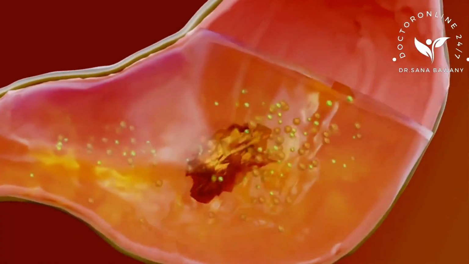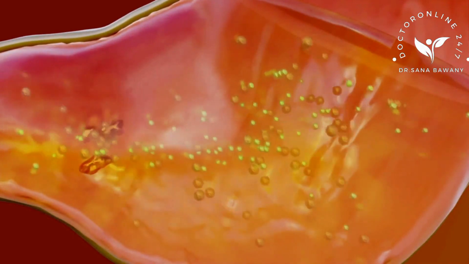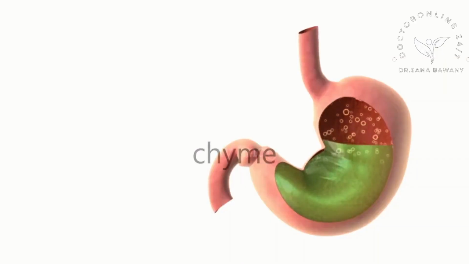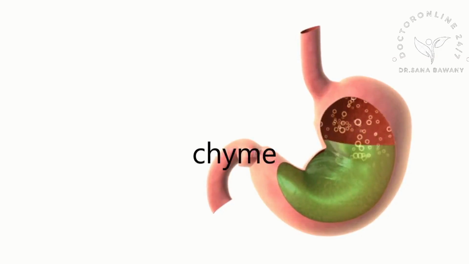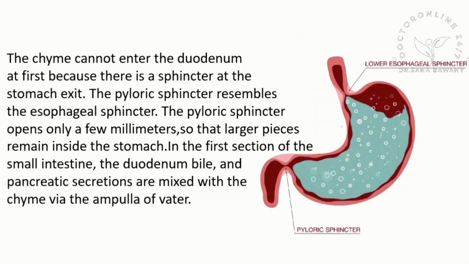Through gastric juice and stomach movements, which take place approximately every 20 seconds, the individual boluses are mixed into a semi-fluid mass of partly digested food, the so-called chyme. The chyme cannot enter the duodenum at first because there is a sphincter at the stomach exit. The pyloric sphincter resembles the esophageal sphincter. It opens only a few millimeters, so that larger pieces remain inside the stomach. In the first section of the small intestine, the duodenum, bile and pancreatic secretions are mixed with the chyme via the ampulla of Vater.